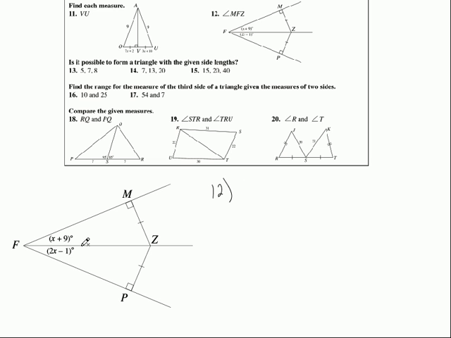All right, number 12, it says find angle MFZ. Let's find that, MFZ. We're trying to find this one right here. Okay, well, we have a theorem that says this. It says if you have a point and it's equidistant from the two sides of the angle, then it lies on the angle bisector. All right, look it up.